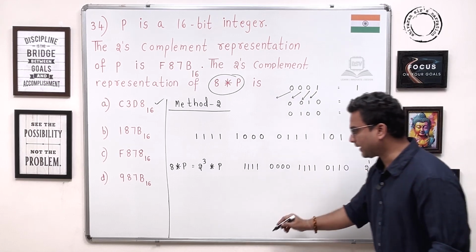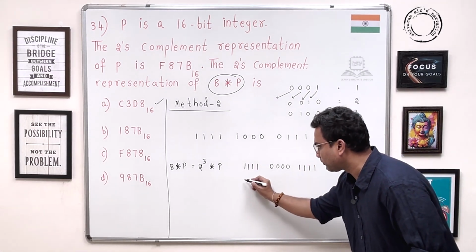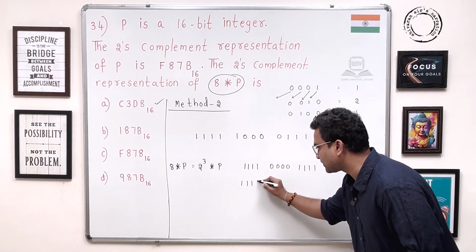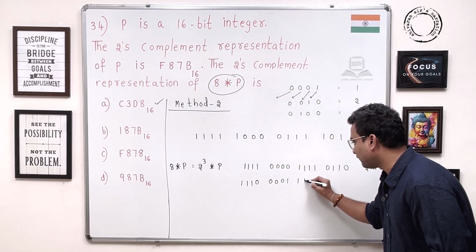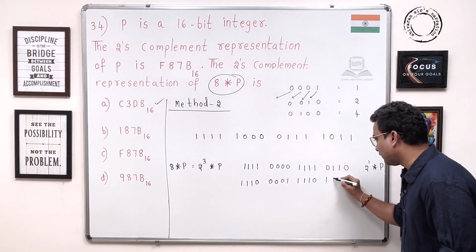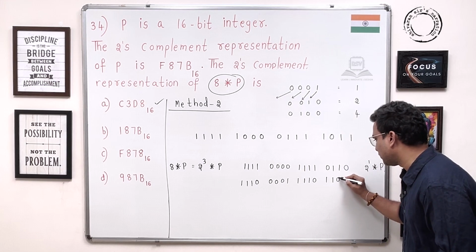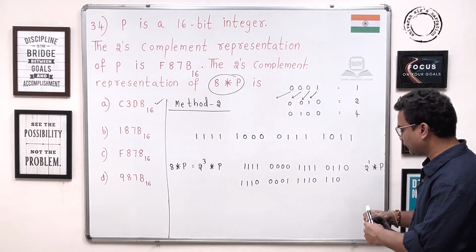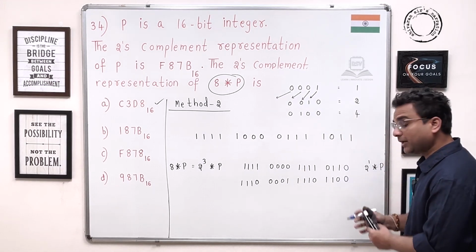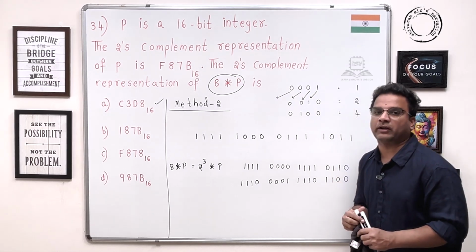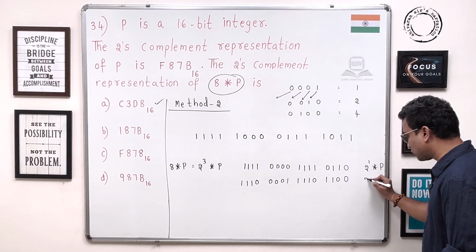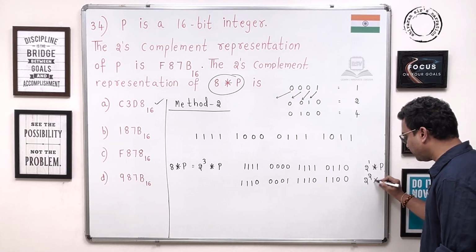Okay guys, again here you do shift left one more time. Here 1110, 0001, 1110, 110. Again one more fresh 0 will be added. It is equal to 2 power 2, because till now 2 times shift left has been done. Then it is 2 power 2 into P.